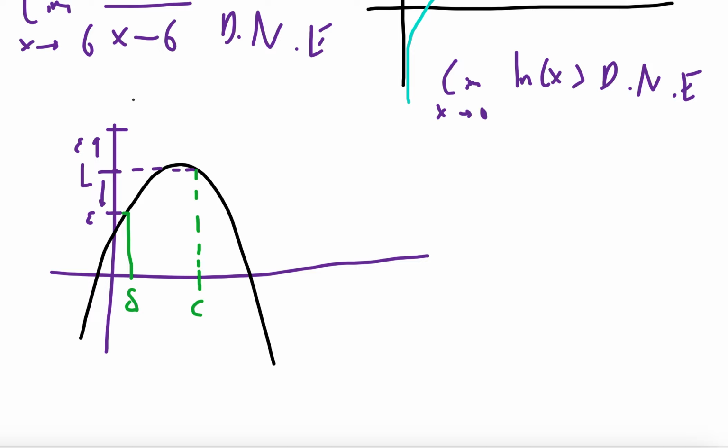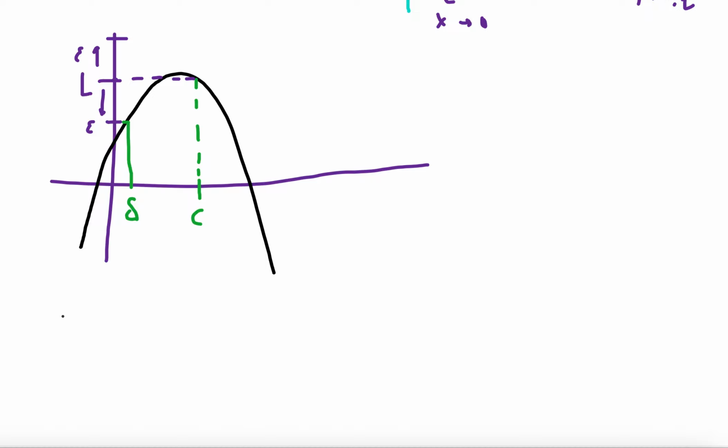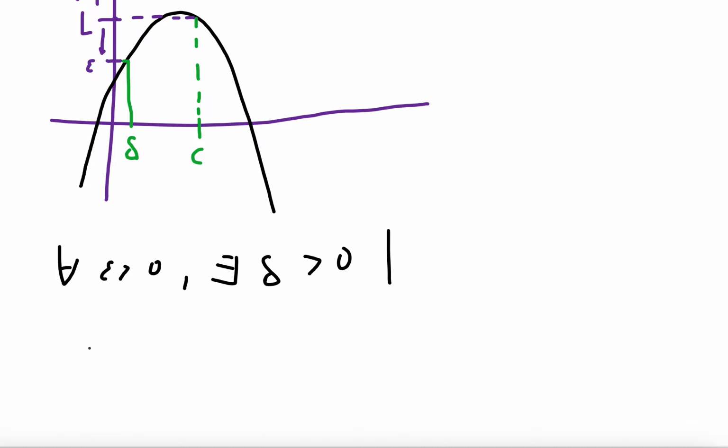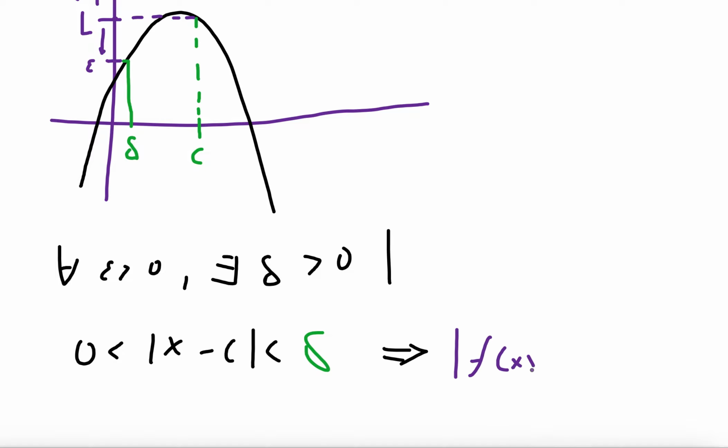All right, so let's review what the epsilon delta definition really says. It says for any epsilon that's positive, there's a value of delta, which we can think of as a distance, greater than 0, such that 0 is less than the absolute value of x minus c, which is less than delta, will imply that the function's distance from its limit is less than epsilon.